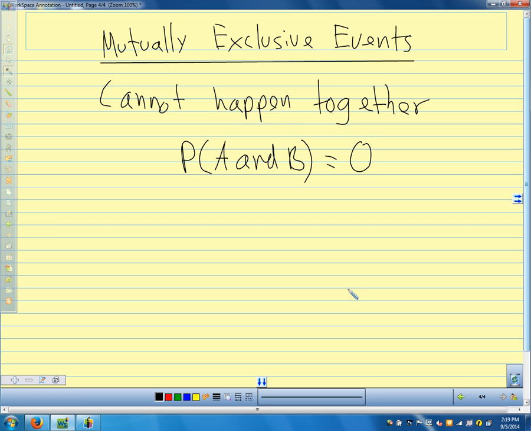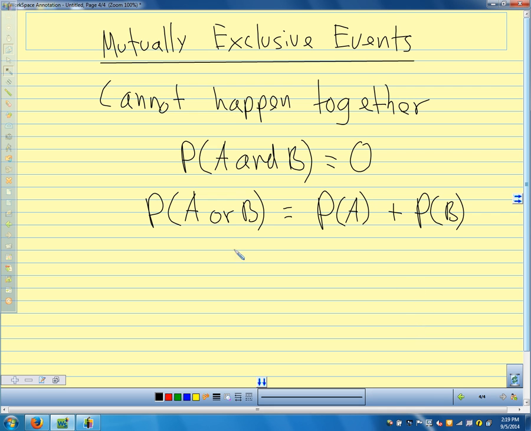But we can figure out the probability of A or B, right? One or the other could happen. The probability of A or B for mutually exclusive events, they can't happen together, so we want to see one or the other happen. We have another simple rule: the probability of A plus the probability of B. So or means add.